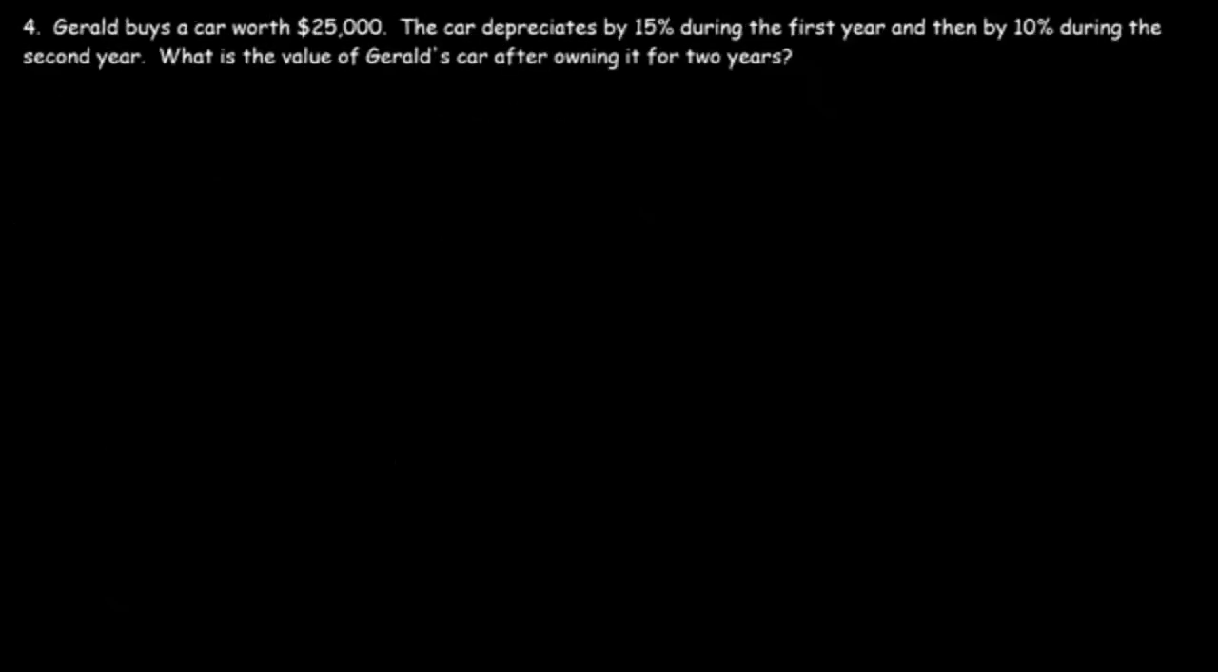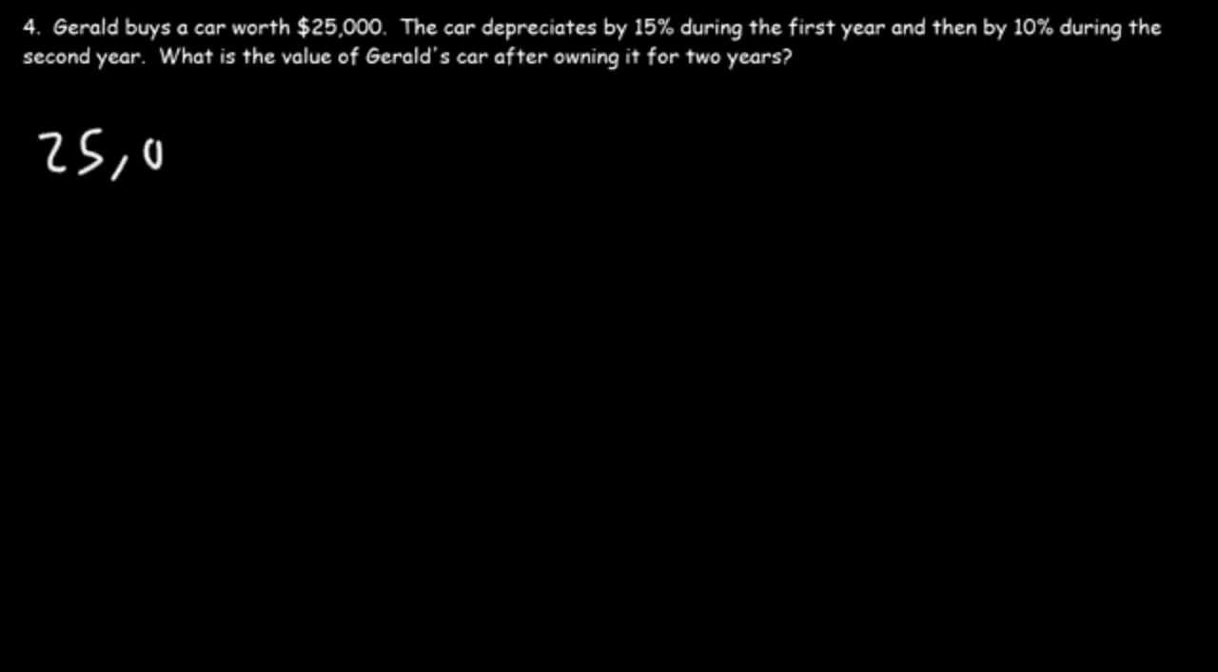Number 4. Gerald buys a car worth $25,000. The car depreciates by 15% during the first year, and then by 10% during the second year. What is the value of Gerald's car after owning it for 2 years? Now, we can't combine 15% and 10% and say that his car is going to decrease by 25% over 2 years. It doesn't work that way. We need to do this one step at a time.